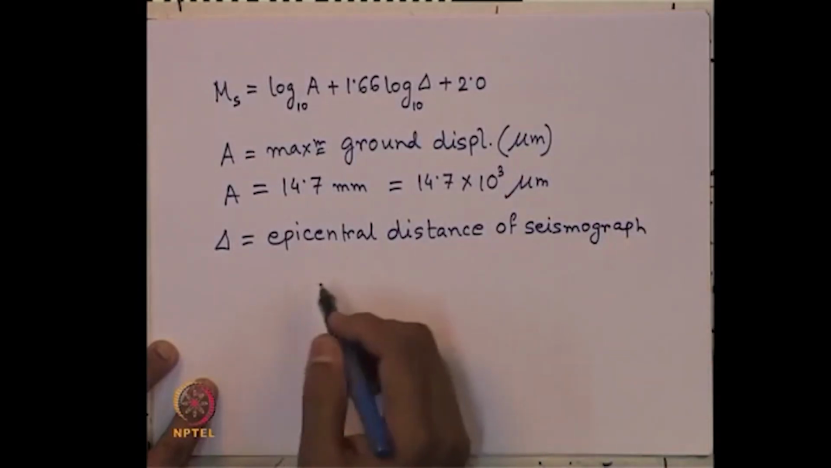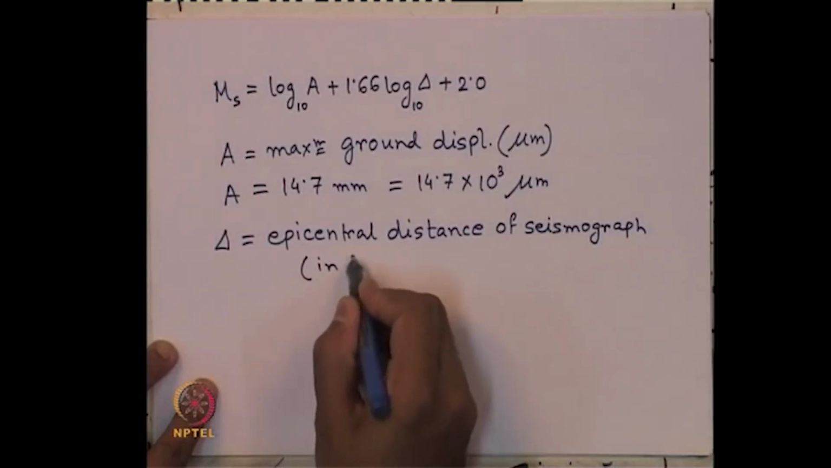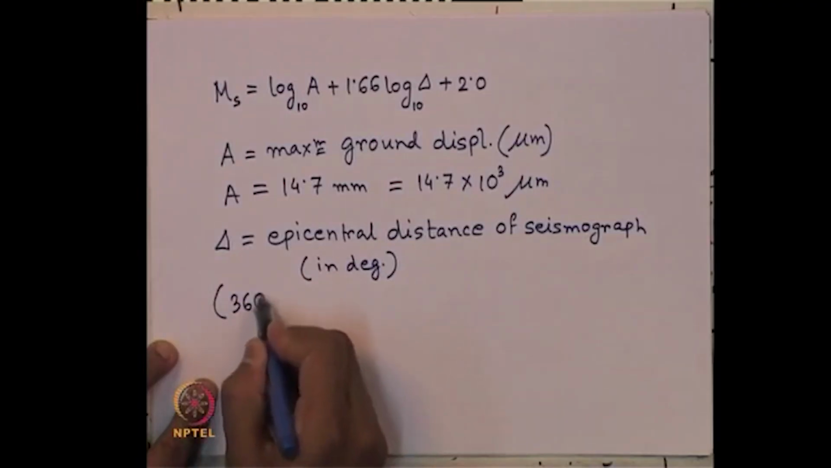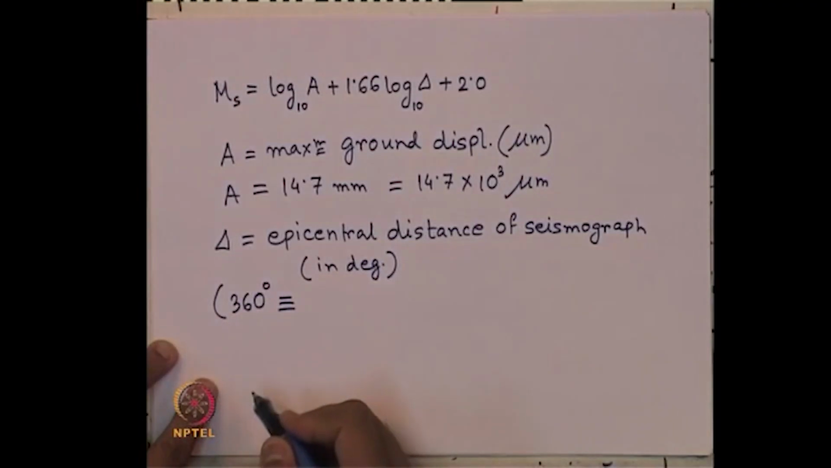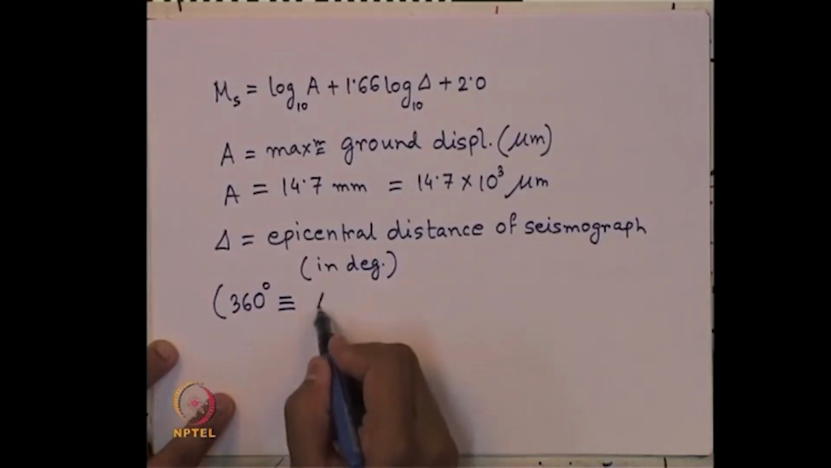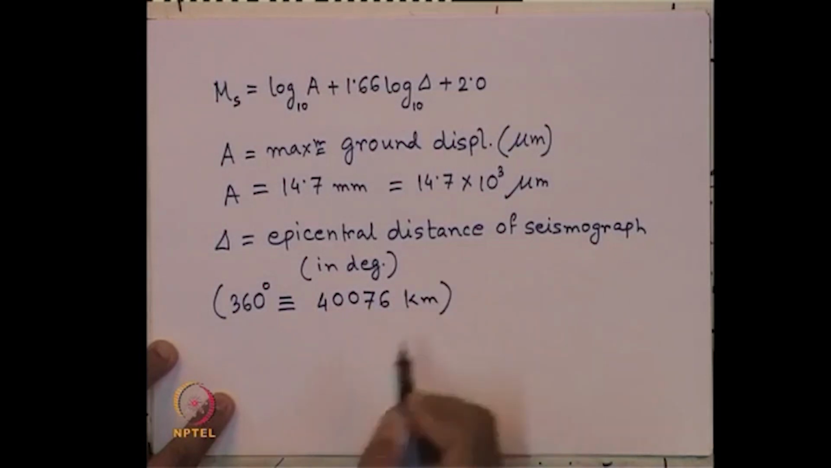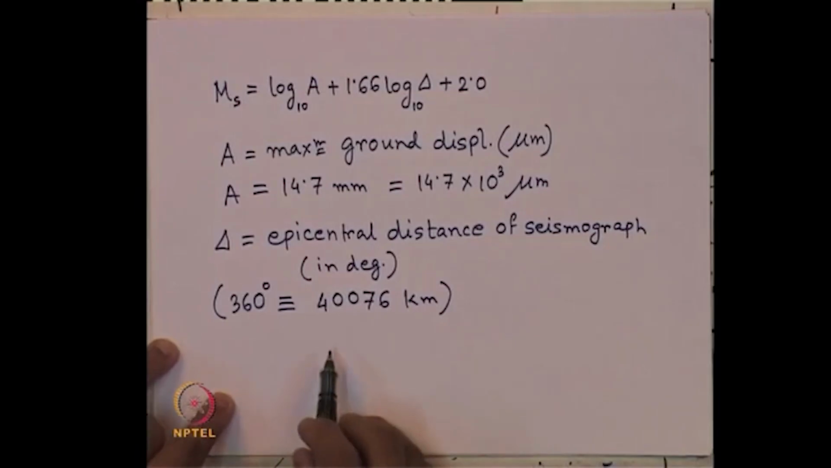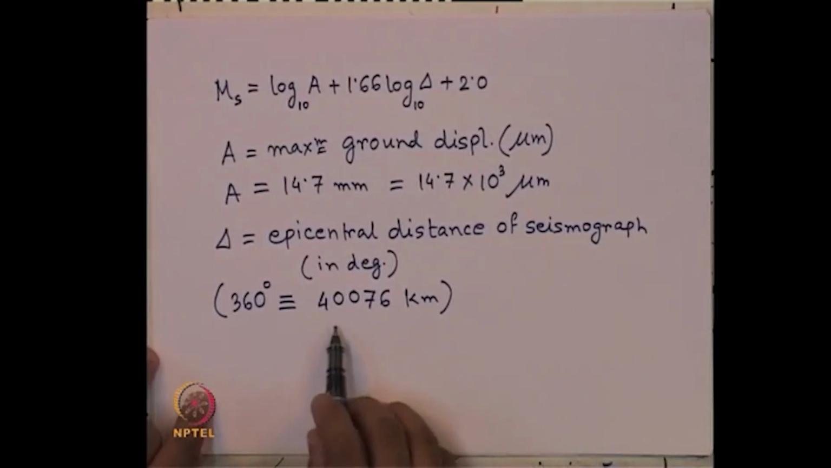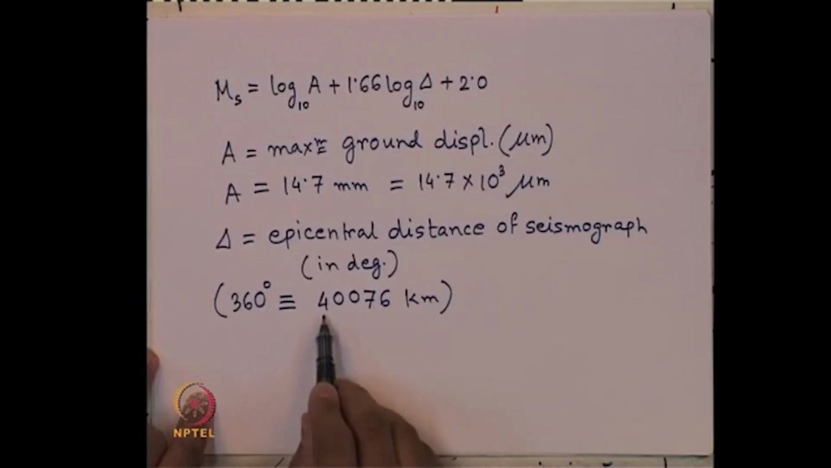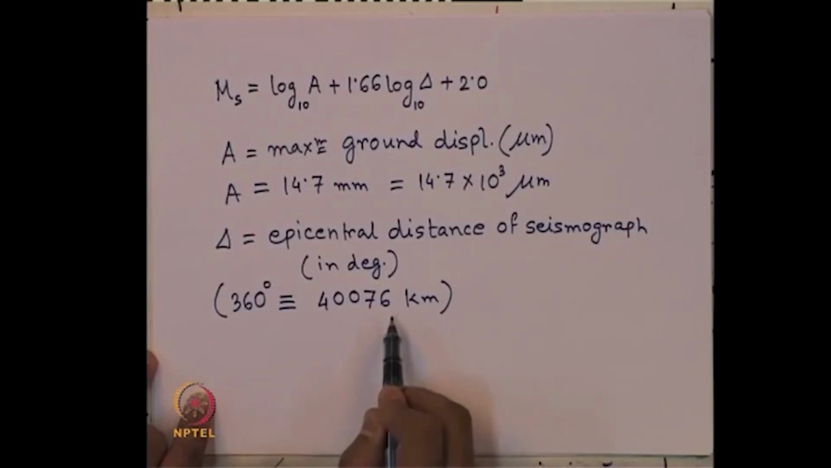So, this is in degree unit. Now, we know 360 degrees of the earth is equivalent to a distance of 40076 kilometers. For those of us from IIT Bombay, it is easy to remember. It is similar to our pin code except for the 10. The IIT Bombay Powai pin code is 400076, Mumbai.